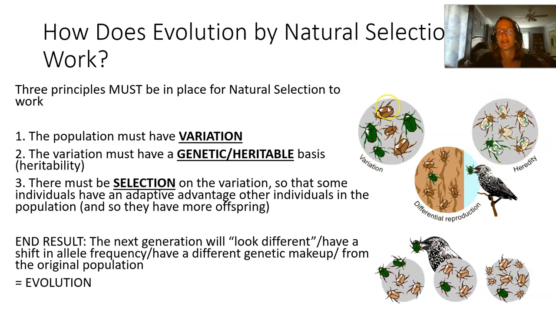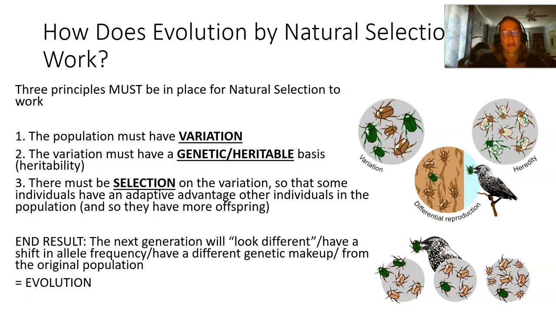Okay, so that just means that this color is heritable because the alleles are within the genetic makeup of the beetles. And the third component, or the third condition, is that there has to be selection on the variation. What that means is that some individuals have an advantage over the others. And we're talking specifically about the trait in question where there was the variation that we initially mentioned.